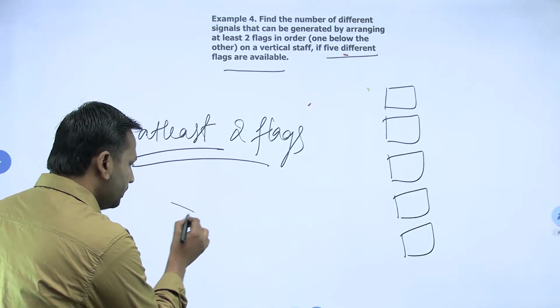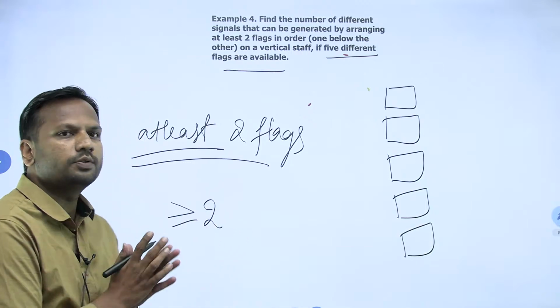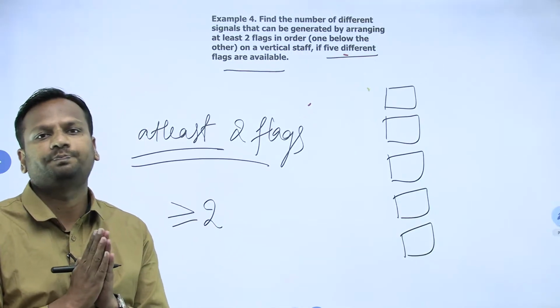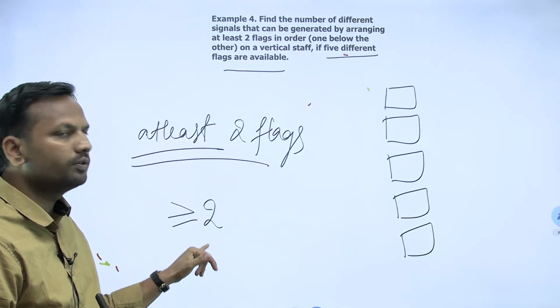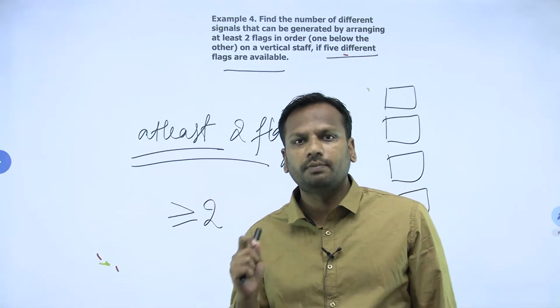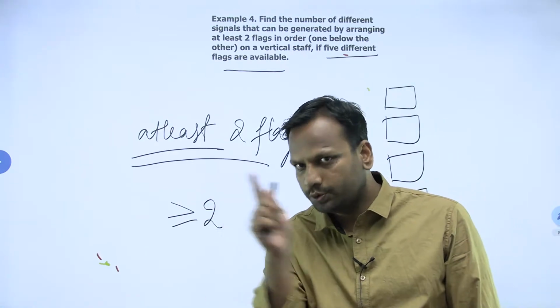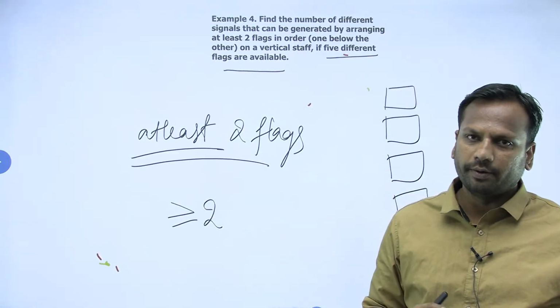Minimum means what here, students? Greater than or equal to 2, right? You come across this in the linear inequality chapter, right? Whenever the word minimum comes, you should use greater than or equal to. Whenever maximum comes, you should use what here? Less than or equal to that.